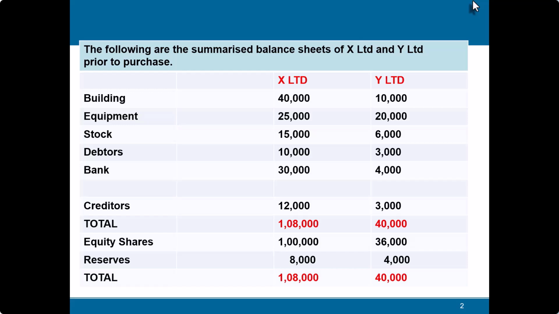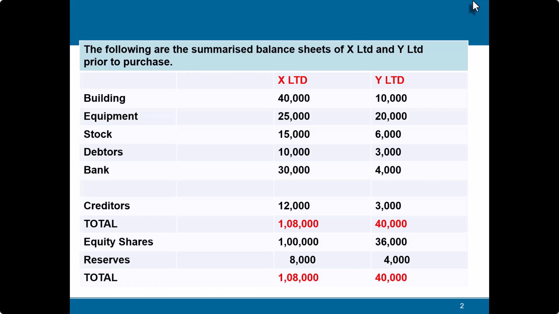X Limited has a building. The balance sheet shows a building, equipment, stock, debtors, and bank balance. So the X and Y assets are given. A building is worth 40,000 rupees for X and for Y it is 10,000. Similarly, we have other assets. Then creditors, then total. So what is the total liability side? 1,08,000. Then we have equity shares, reserves, and total. So the balance sheet is tied up, isn't it? Both the companies' balance sheets are given on the screen. And there are reserves of 8,000 and 4,000.